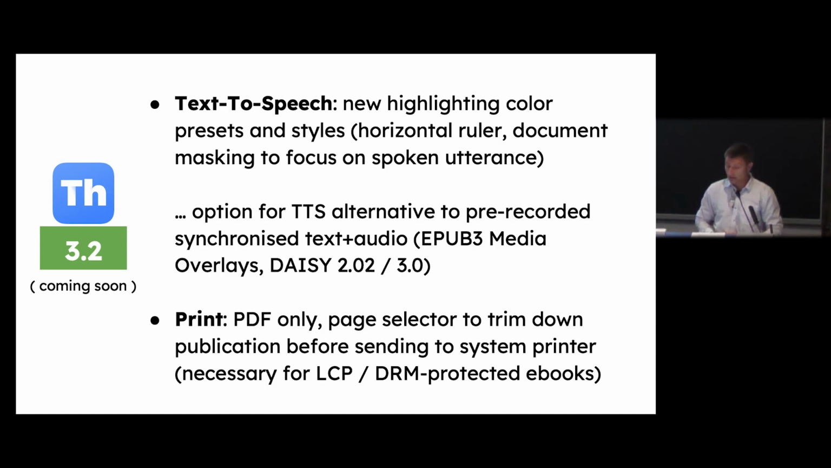We also have now an alternative to pre-recorded synchronized text and audio. So you may know EPUB3 media overlays. Some of you, I'm sure, in the audience know about DAISY, digital talking books. So now our users, Thorium users, can choose to listen to these books using text-to-speech instead of the pre-recorded voice. And finally, we introduce support for print. It's currently for PDF documents only, and I will show you how it works later.